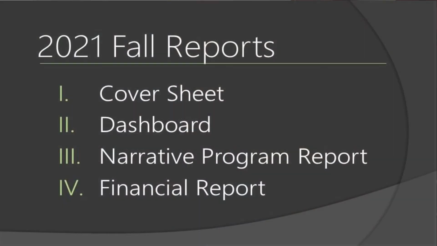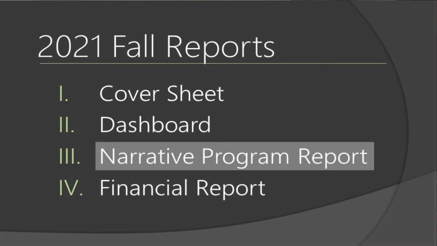This is the third video in the companion guide to the written instructions provided by Lilly Endowment for completing your 2021 fall reports. As a reminder, there are 4 parts to the fall reports, including a cover sheet, a dashboard with a summary of your data, a narrative program report, and a financial report. In this video, we will look at part 3, the narrative program report.